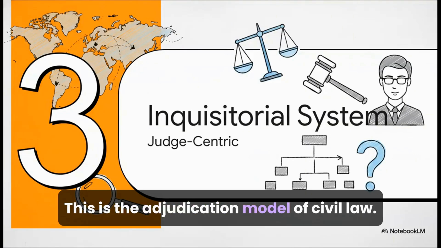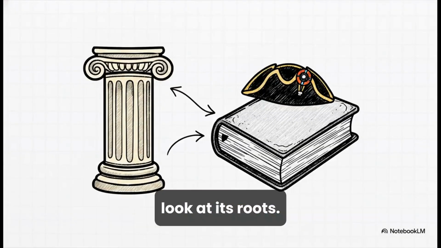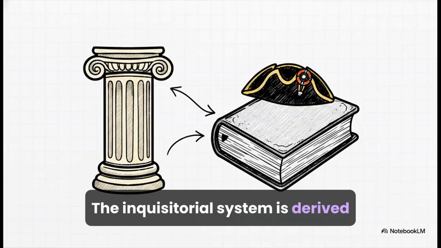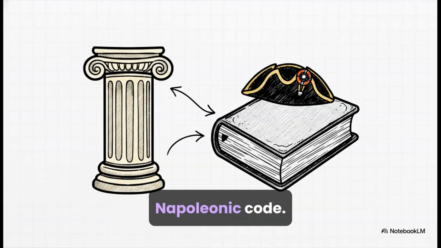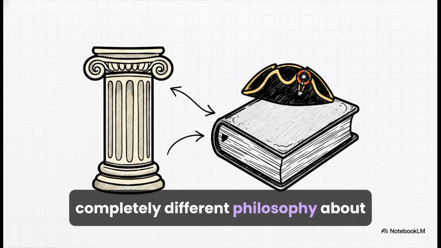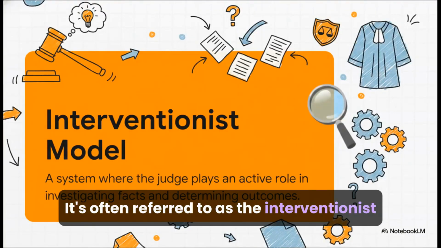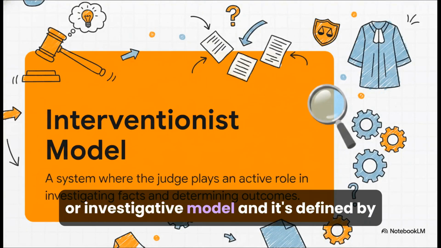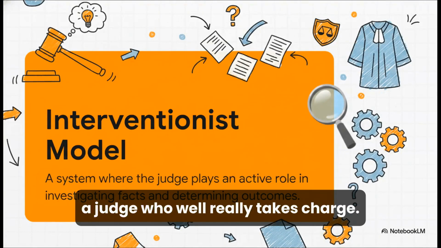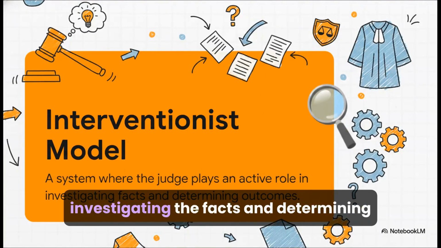This is the adjudication model of civil law. To really grasp this system, you have to look at its roots. The inquisitorial system is derived heavily from Roman law and the Napoleonic Code. These historical origins shaped a completely different philosophy about how a state should actually go about finding the truth and dispensing justice. It's often referred to as the interventionist or investigative model, and it's defined by a judge who really takes charge. The judge plays a super active role in investigating the facts and determining the outcome.